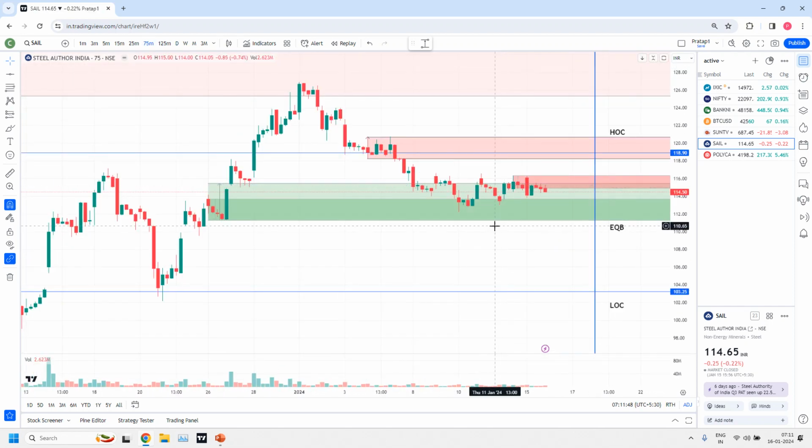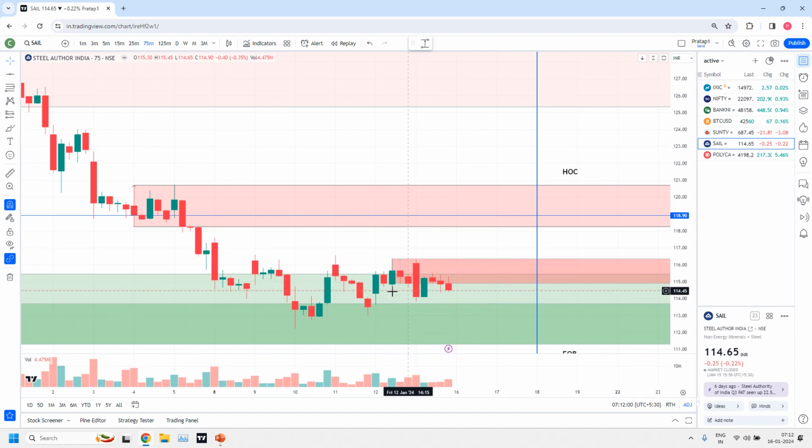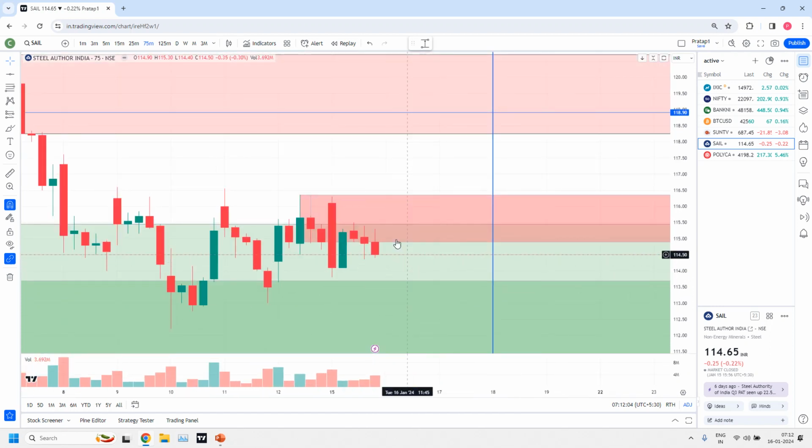And here we identified a demand zone and also a supply zone, 75 minutes demand zone. We have a rally, we have 4 base candles and we have a rally. This is the demand zone. And also we have a supply zone. We have a rally, 2 base candles and a drop candle. A supply zone is also there.